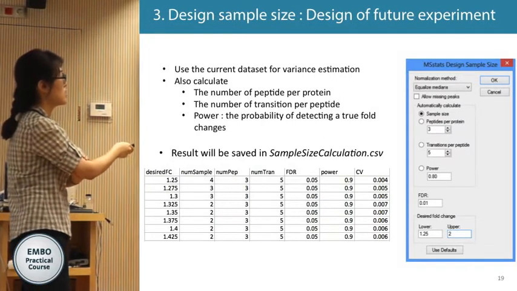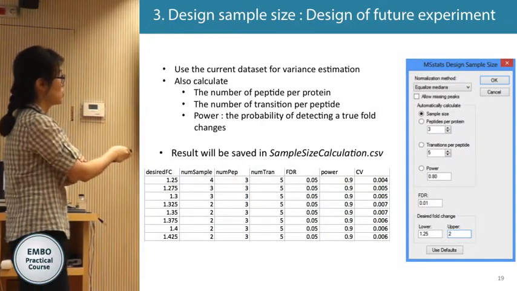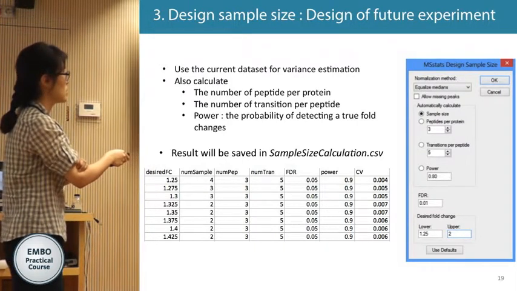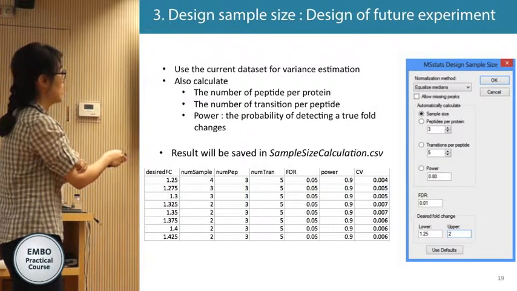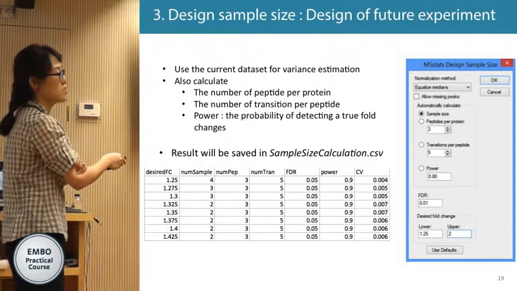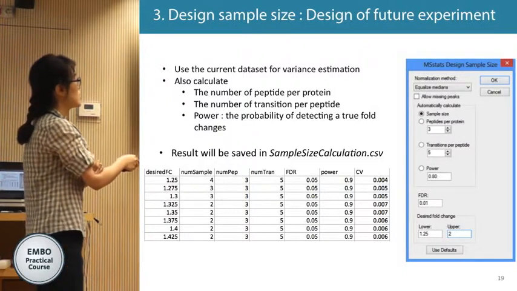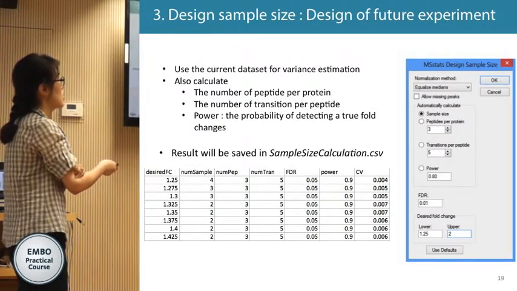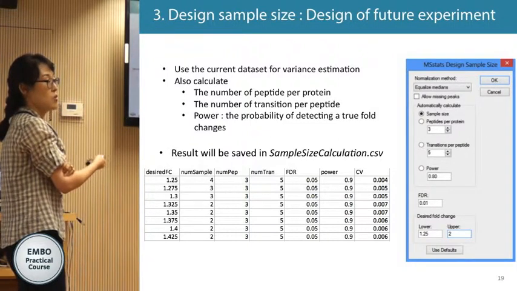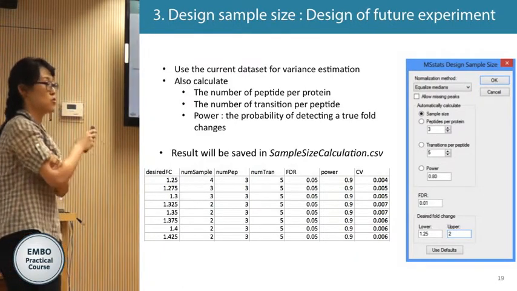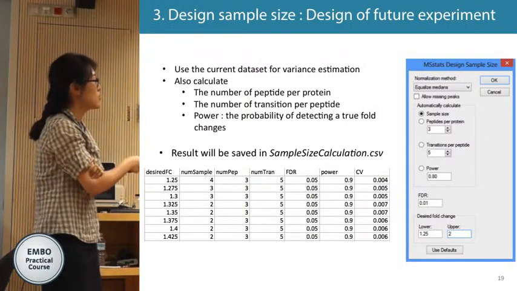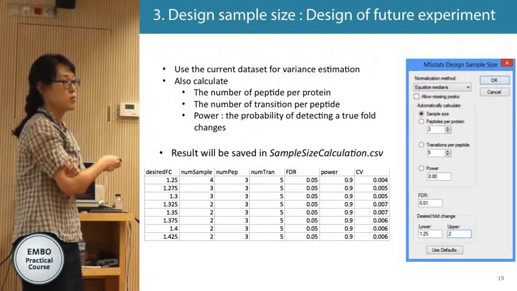So for example, if you click the design sample size option, this window will pop up. Same thing, normalization method, you need to choose it. And then if you click the sample size, it means I want to calculate the sample size. With 3 peptides per protein and 5 transitions per peptide, you want at least 0.8 power. Power means the probability to detect the true fold changes. And I want this range of desired fold changes. For this setup, how many samples do we need?